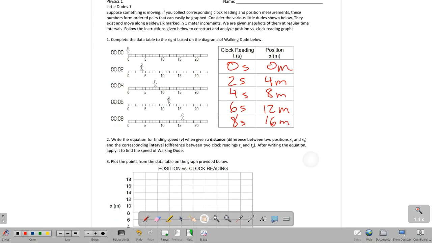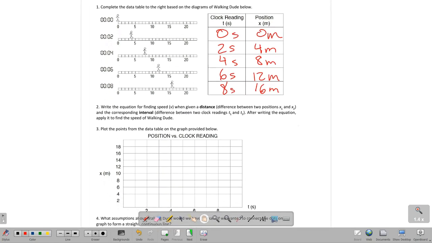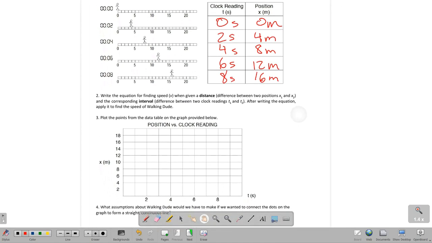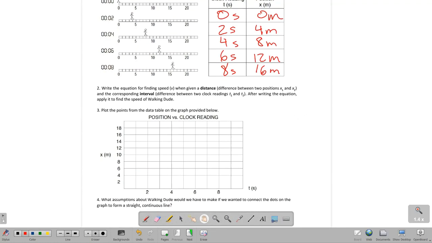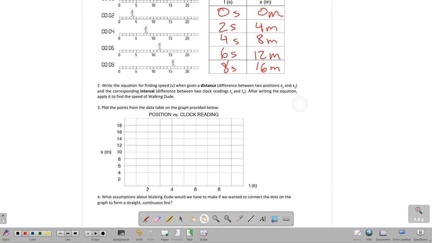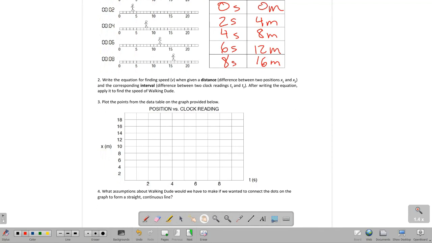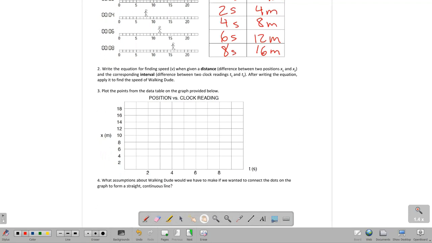Alright, so let's move along here. It says write the equation for finding speed given a distance: the difference between two positions and the corresponding interval, the difference between the two clock readings. After writing the equation, apply it to find the speed of walking dude. So the equation for speed here, v is equal to change in position over change in time.